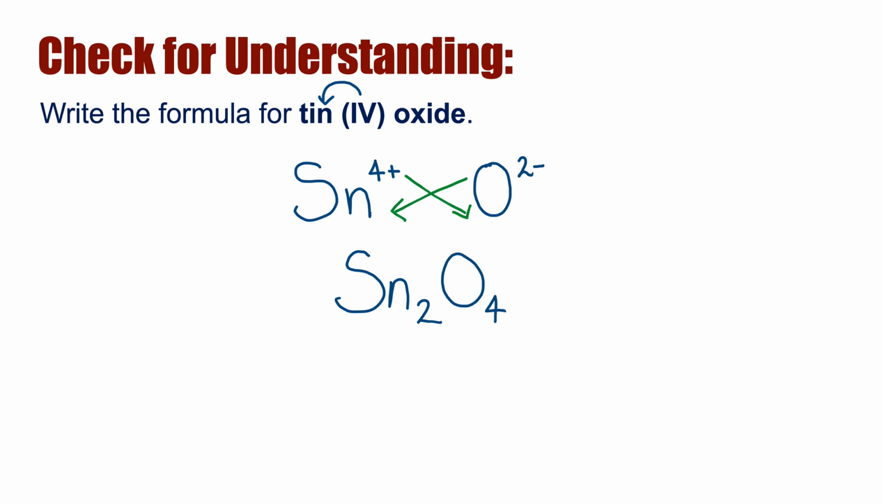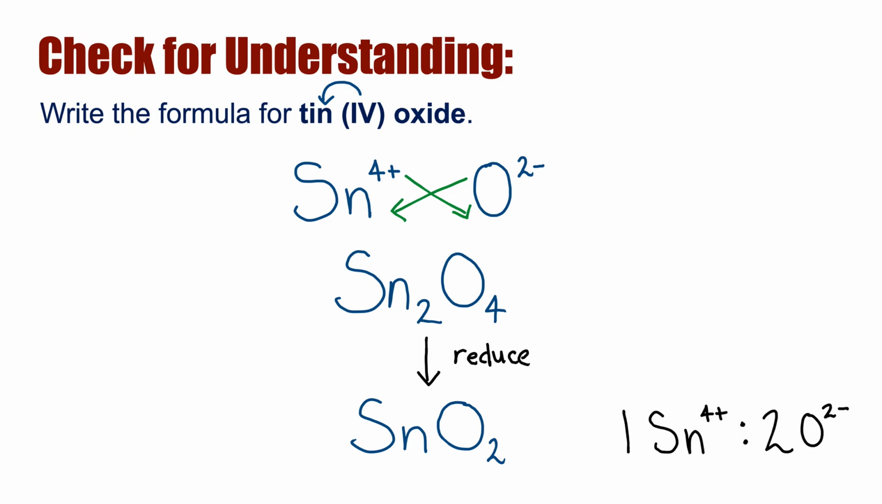They both can be reduced down. They both can be divided by 2. So my correct formula is going to be SnO2. Based off of that formula, I can tell that the correct ratio is that for every 1 tin ion that has a charge of positive 4, I need 2 oxides that each have a charge of negative 2.